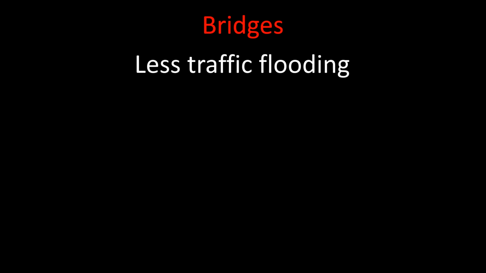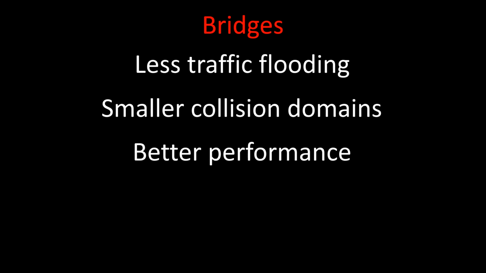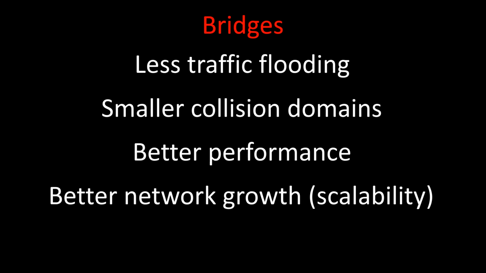This process really cuts down on the amount of data that's flooded through the network. It also breaks one large collision domain into a few smaller collision domains. And remember that the smaller the collision domain, the better, as there's a smaller chance of collisions, and less collisions means better performance. The network as a whole can now grow larger than before. The term we use for this is scalability. And because bridges are intelligent, and they look at the MAC addresses, these are layer 2 devices.